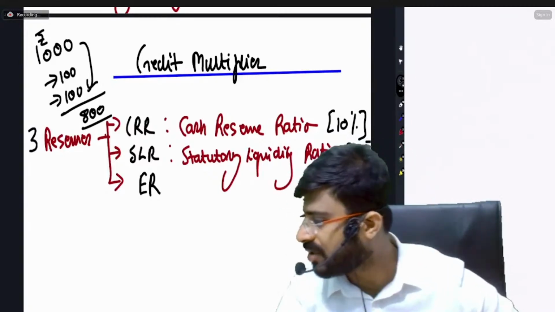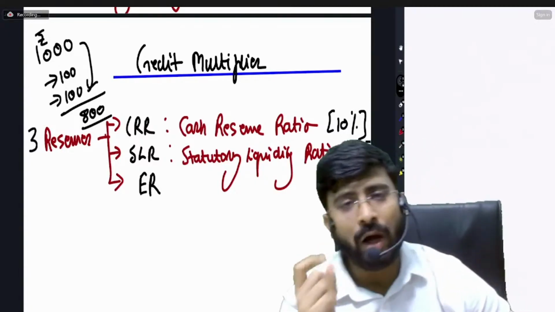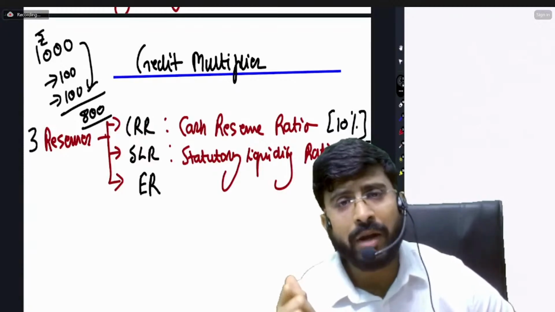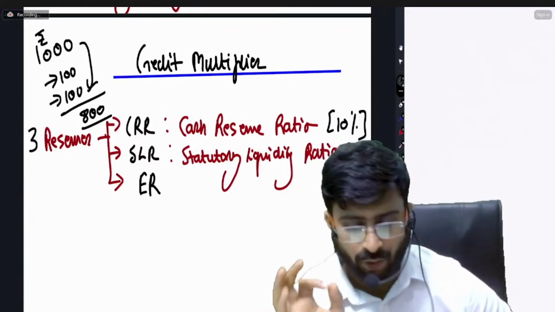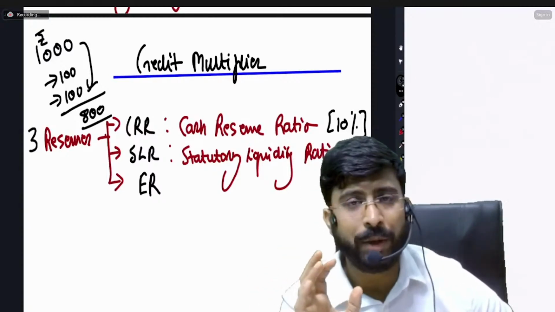Sir, translate this same thing into English. If I translate it into English, it is basically, friends, that RBI requires commercial banks to maintain two different kinds of reserves. One is the cash reserve ratio and the other one is the statutory liquidity requirement.